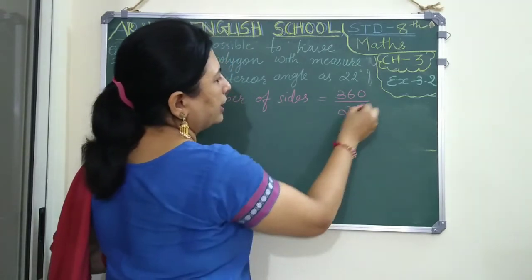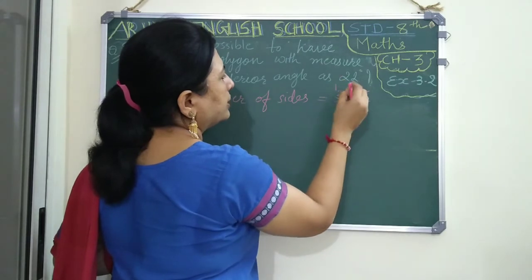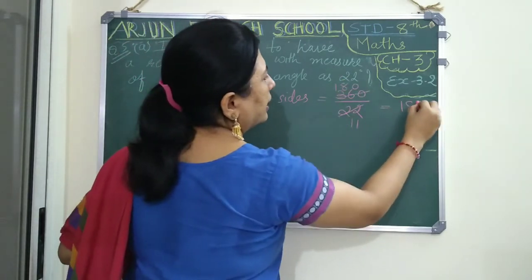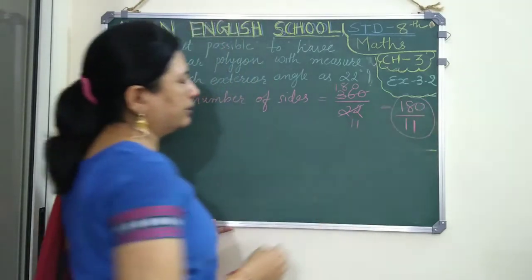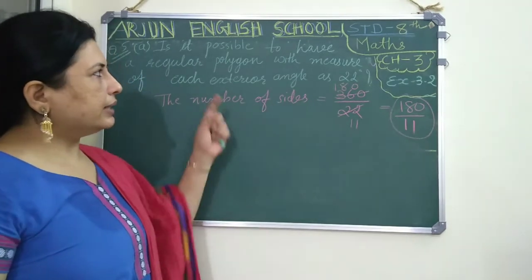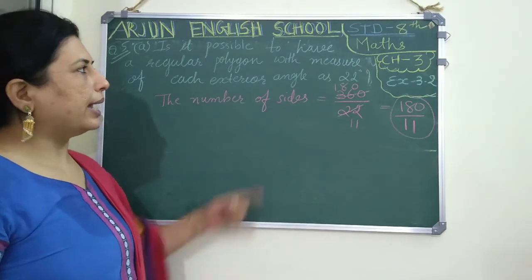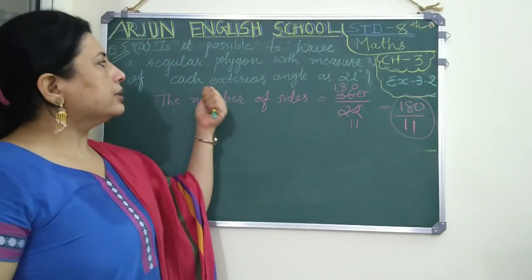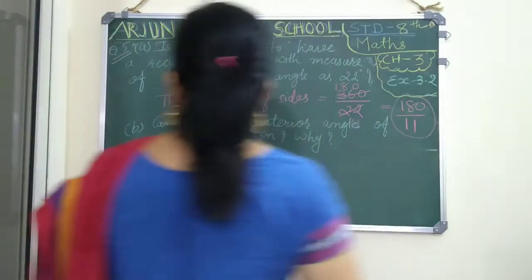We can divide it with the help of 2. 2 11s are 22, 2 1s are 2, 2 8s are 16. That means 180 divided by 11. This is not a whole number and we need the number of sides. So we can answer that it is not possible to have any regular polygon whose exterior angle is 22 degree.